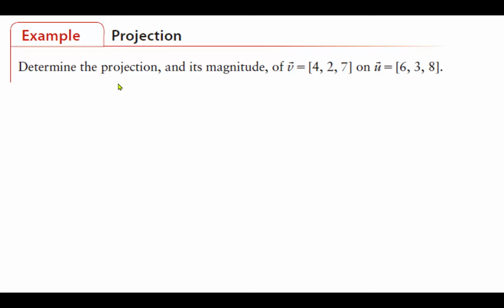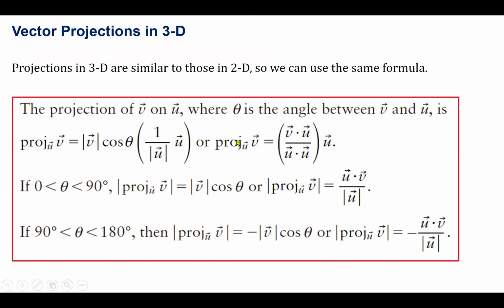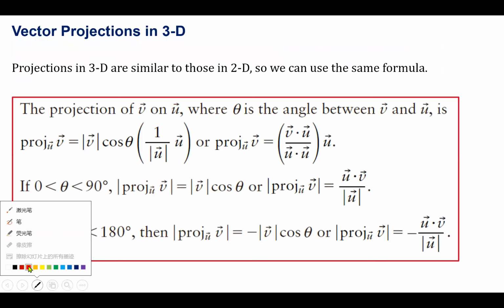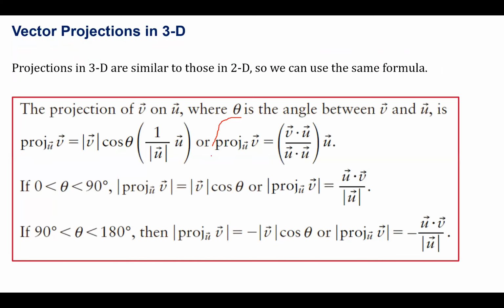Okay, have you finished? Let's have a look at the solution. So note here, the angle between these two vectors is not directly given to us, right? But we know the three components for both of the two vectors. So it's better to use the second formula here. This one.